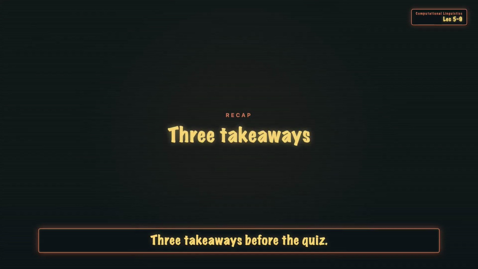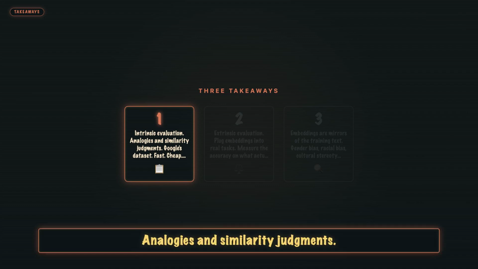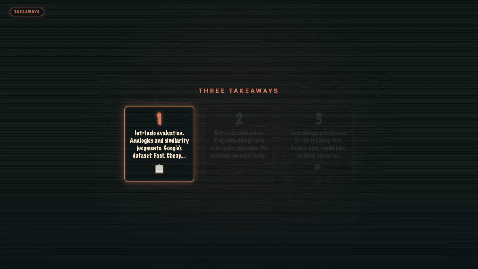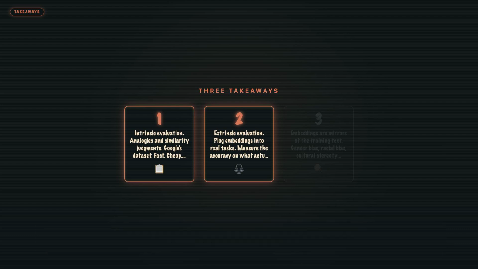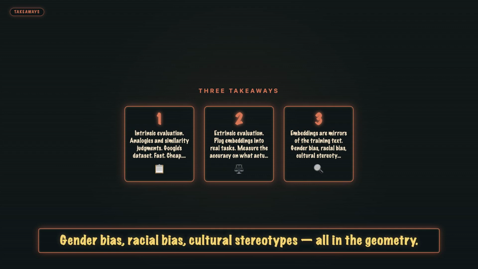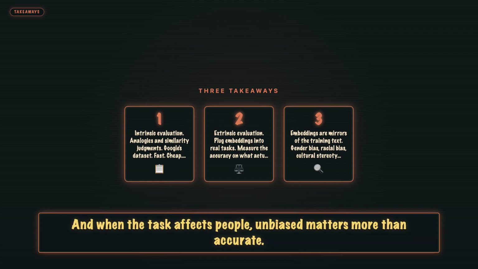Three takeaways before the quiz. 1. Intrinsic evaluation. Analogies and similarity judgments. Google's dataset. Fast, cheap, widely reported, and Linzen 2016 showed the scoring rules are shakier than they look. 2. Extrinsic evaluation. Plug embeddings into real tasks. Measure the accuracy on what actually matters. Slower, more expensive, more honest. 3. Embeddings are mirrors of the training text. Gender bias, racial bias, cultural stereotypes, all in the geometry. Good embeddings is task-dependent. And when the task affects people, unbiased matters more than accurate.